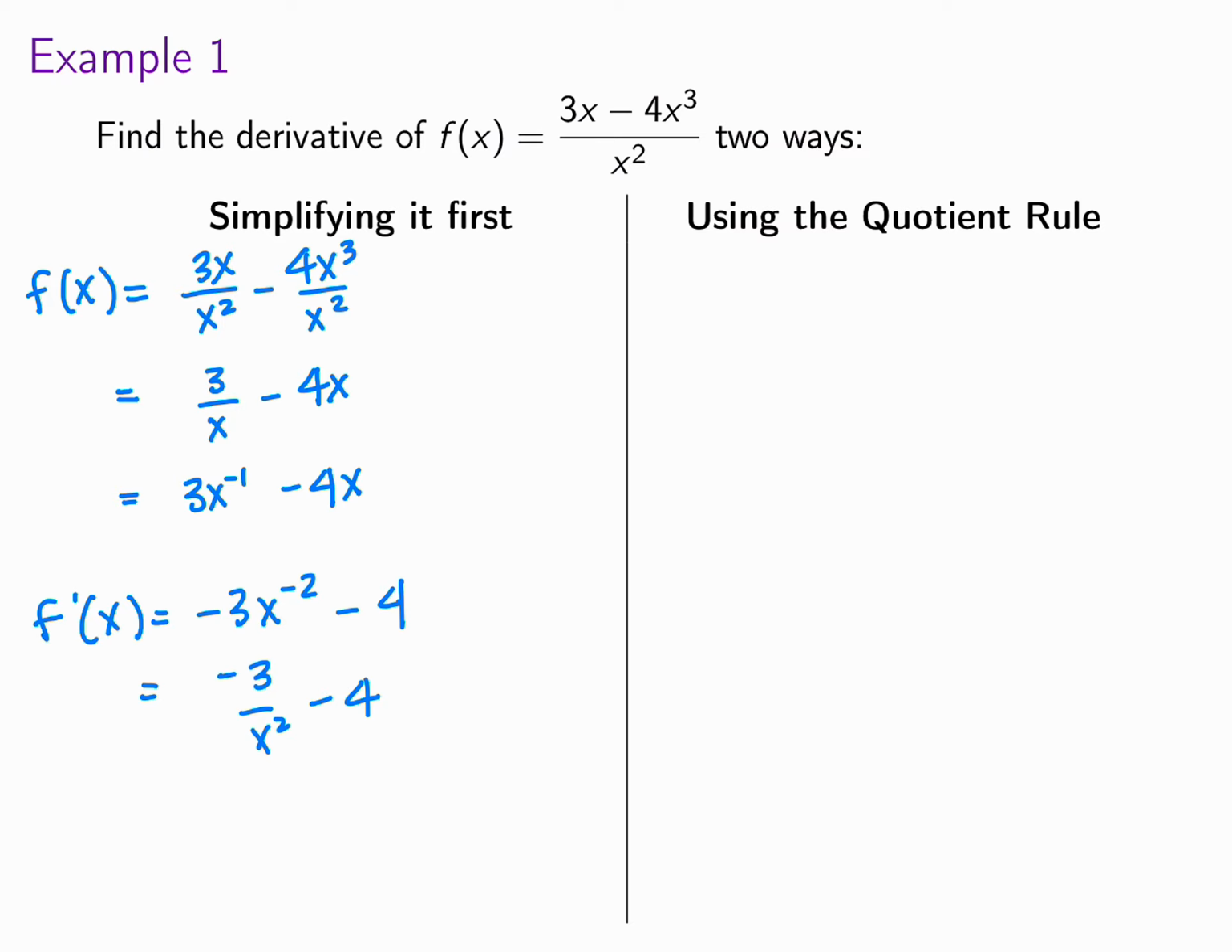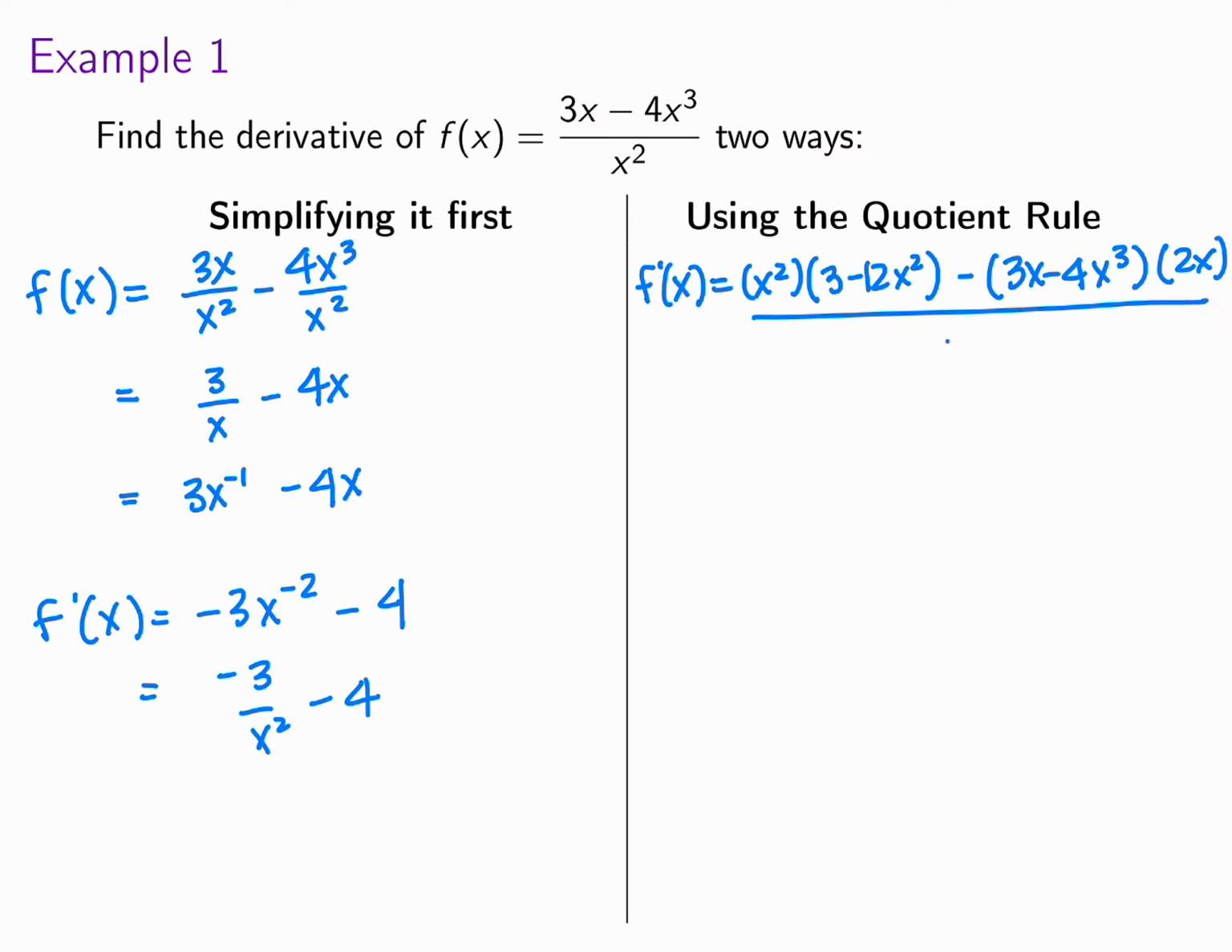Now let's do this same problem, but this time let's use the quotient rule. So f prime of x, it'll be the bottom times the derivative of the top, which is 3 minus 12x squared, minus the top, 3x minus 4x cubed, times the derivative of the bottom, which is 2x, all over the denominator squared. So we're done with the calculus portion.